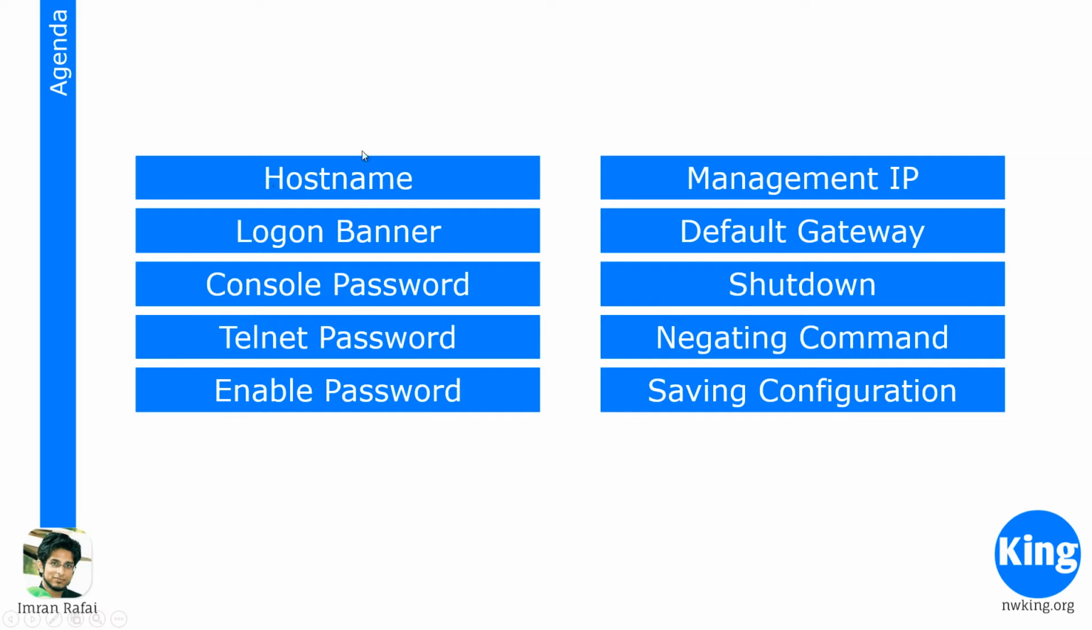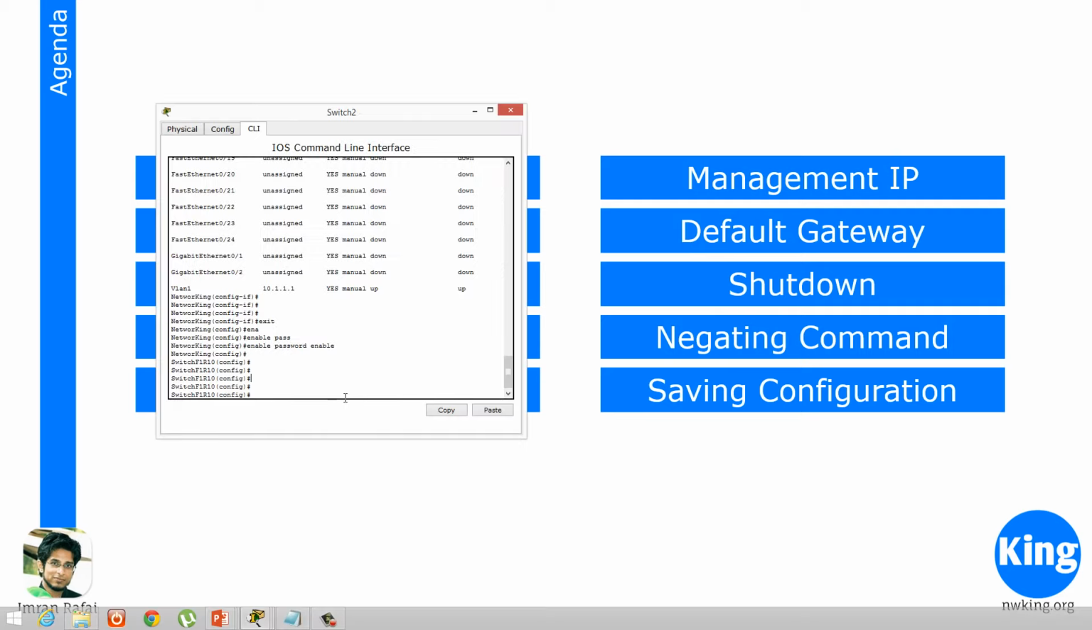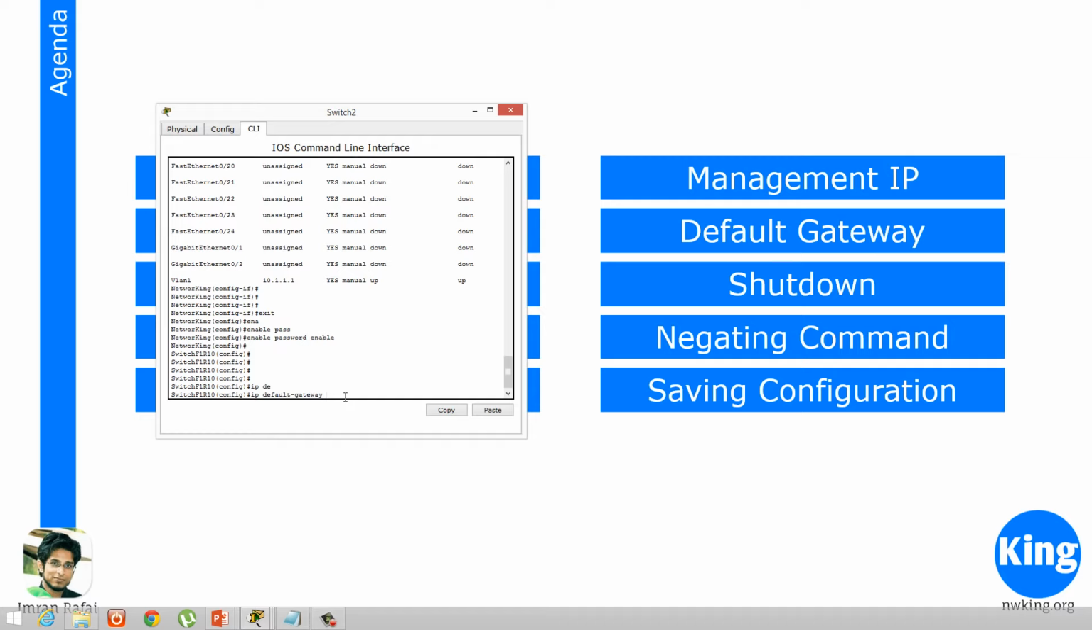So we did the host name, we did the logon banner, we did the console password, we did the telnet password, we did the enable password, we did the management IP, we did shutdown, we did the negating command. Now next is the default gateway, right? So how do we set the default gateway? We go to global config mode again, we say ip default-gateway, and we say the default gateway is 10.1.1.10, right? And I can hit enter.